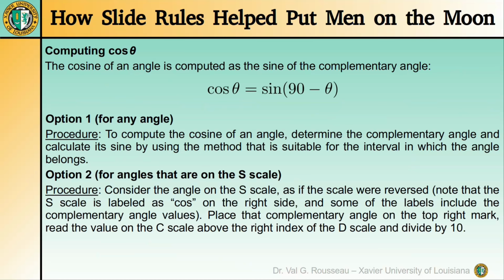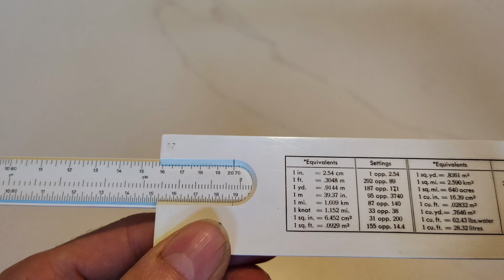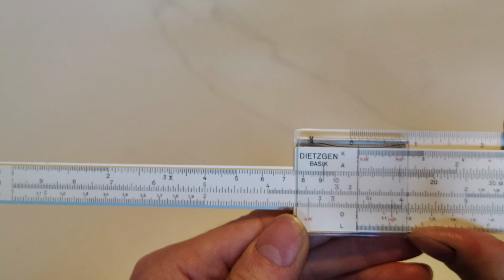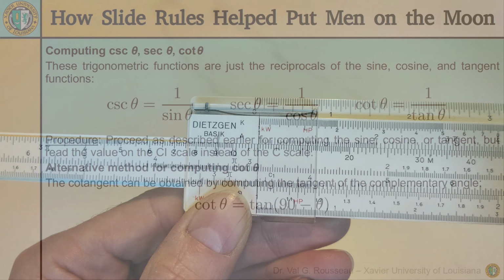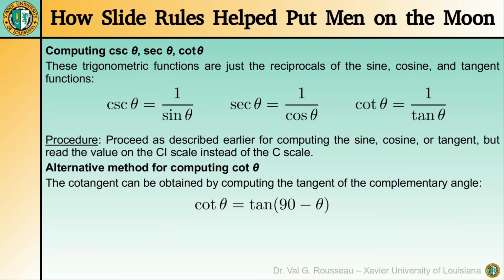As a quick example, to compute the cosecant of 20 degrees, set the value 20 degrees on the S scale and read the value on the CI scale. 2.92.